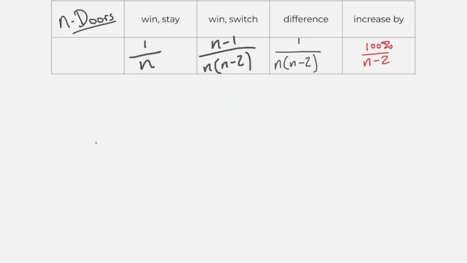Some things you might want to try on your own. What is going on with the case of n equals 1? Or n equals 0? Or 7.5? Maybe even try having the host reveal 2 goats.